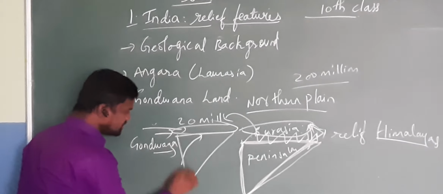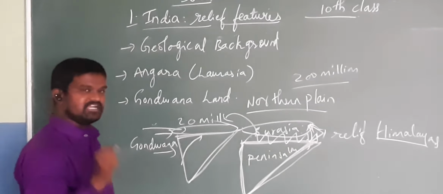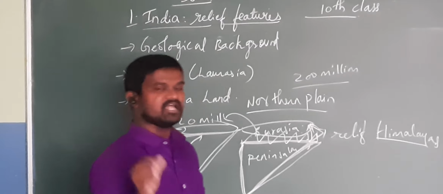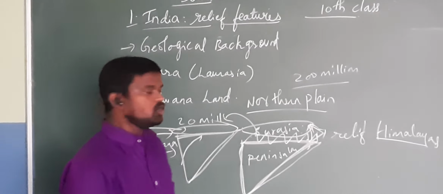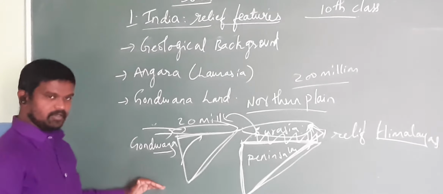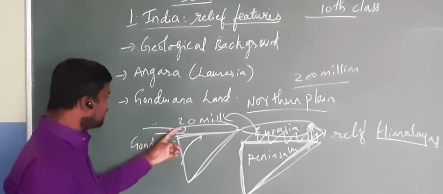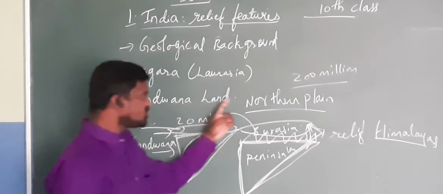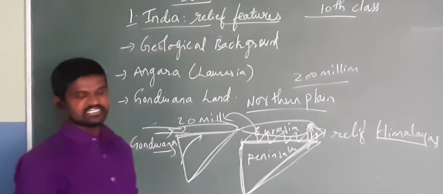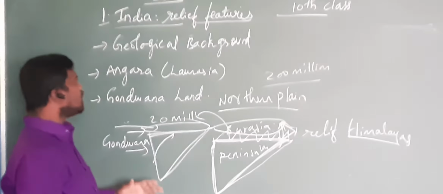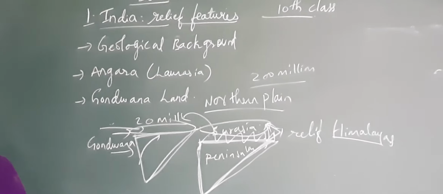Our Indian Peninsula Plate is one of the ancient land blocks on the earth's surface. So these are the geological background: in what way the Himalayas were formed and the Indo-Gangetic Plain, the northern plain, originated. Next we discuss.